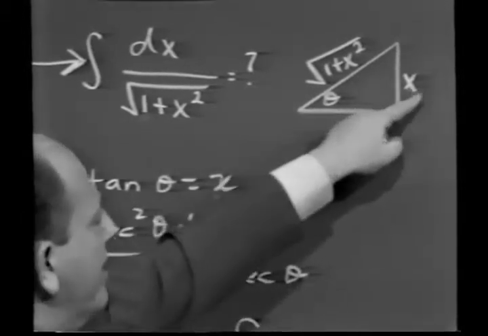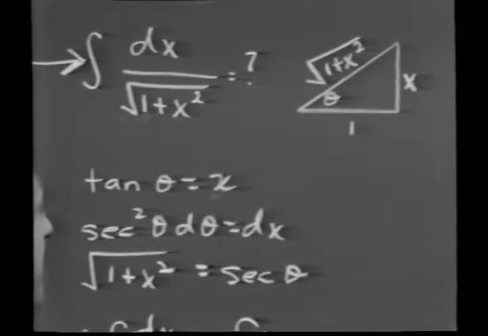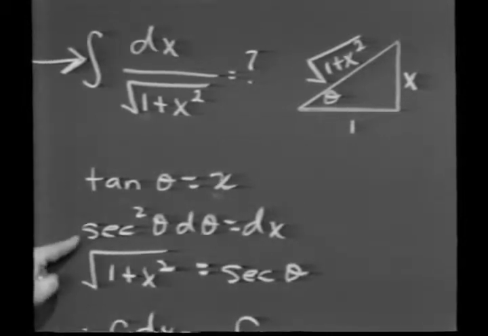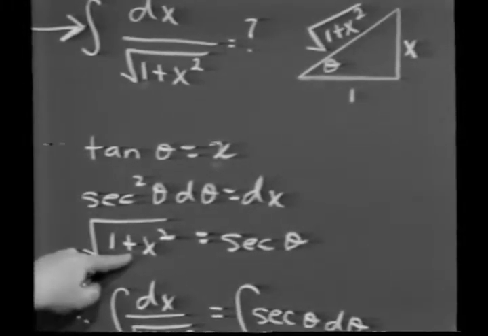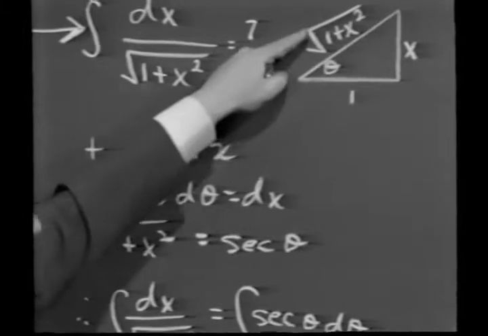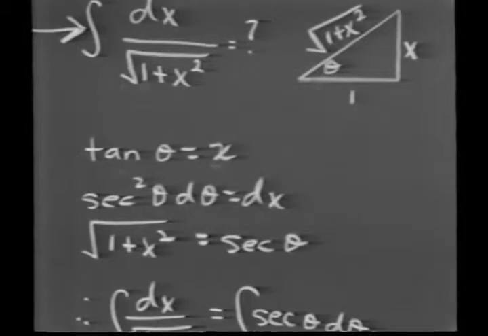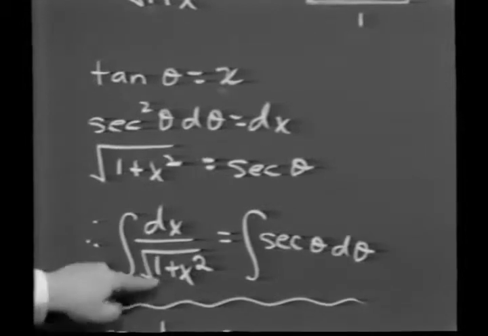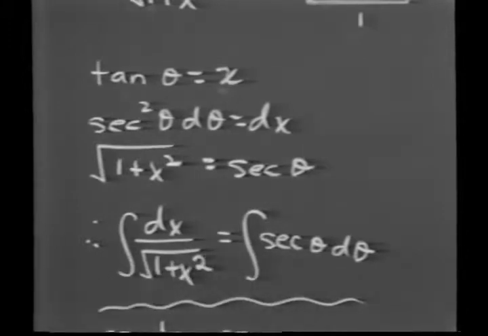In fact, what seems to dictate itself is to make the substitution let tan theta equal x. Now, if I let tan theta equal x, watch what happens. I get secant squared theta d theta equals dx, taking the differential of both sides. I also get, looking at my reference triangle, that the square root of 1 plus x squared is secant theta. See, this over this is secant theta. Then, making this substitution, replacing dx by secant squared theta d theta, and the square root of 1 plus x squared by secant theta, I wind up with integral secant theta d theta.